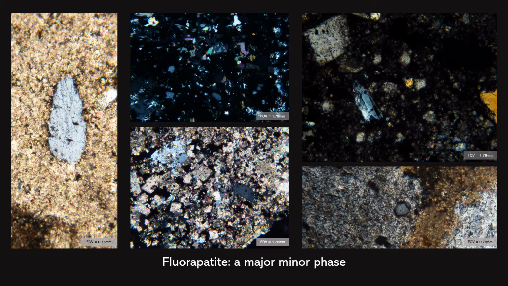Among those minor phases that could be identified optically, with its characteristic morphology and high relief, is apatite, specifically fluorapatite. This was the only abundant minor phase in the thin sections that is not common to the typical Mississippi Valley type deposit, but it was really ubiquitous throughout all of the thin sections that we observed. So all 5 of these images here are of fluorapatite from different thin sections.